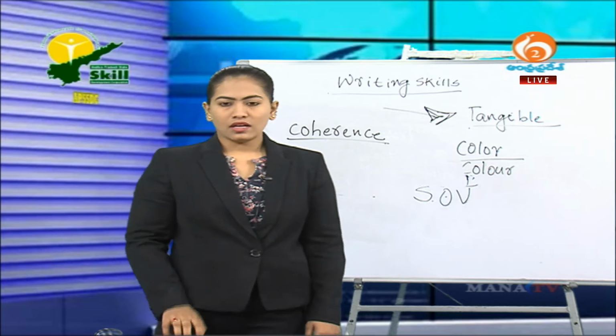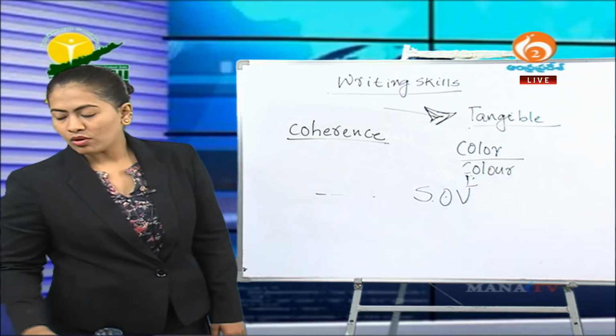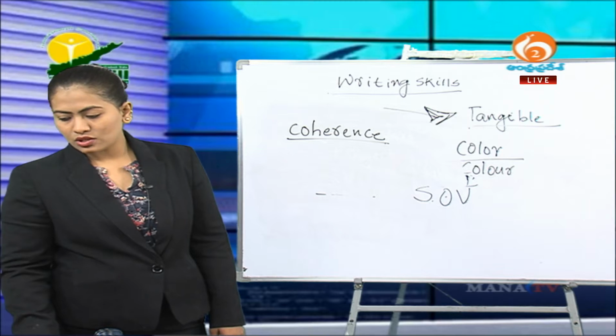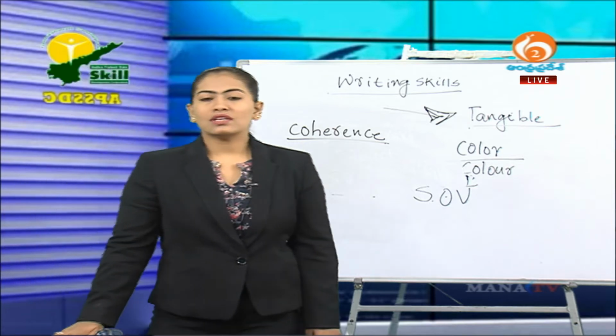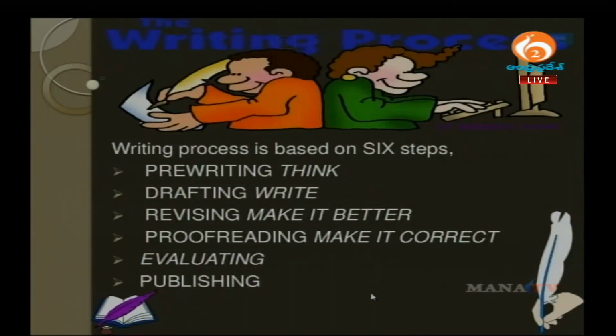Moving on, we will also be focusing on other writing texts such as essay writing, or for that matter the writing process as well. So let's understand what a typical writing process would be based on. It is based on these 6 steps, which are pre-writing, that is you're supposed to think. Then you come to a drafting stage, that is you write. Then we have revising, that is proofreading, and proofreading again to be specific. Then we evaluate and we publish.